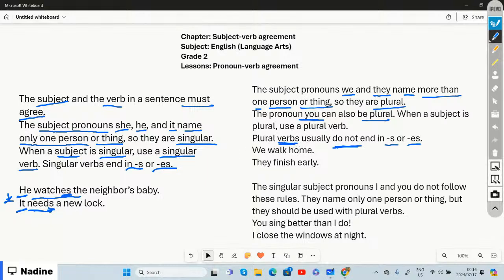And if we look at an example, we say we. If we refer to we, it refers to more than one person. So we say we walk home. And as you can see, there's no S or ES at the end of that verb. So we walk home.